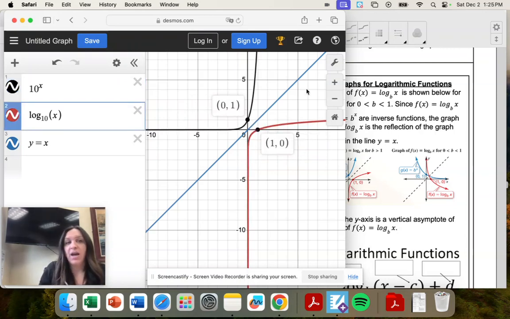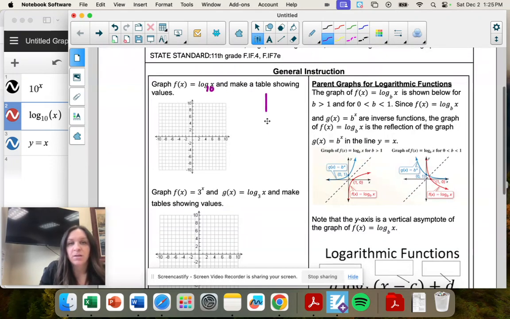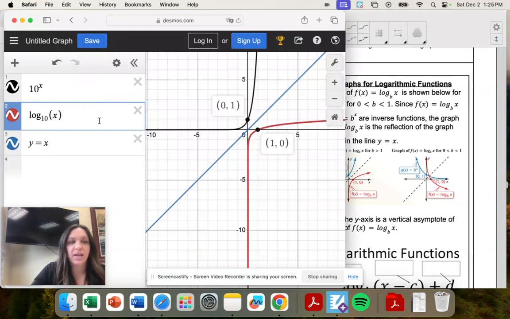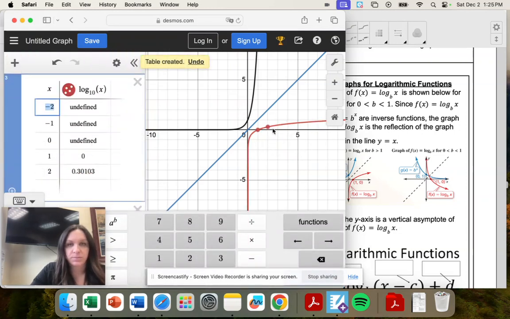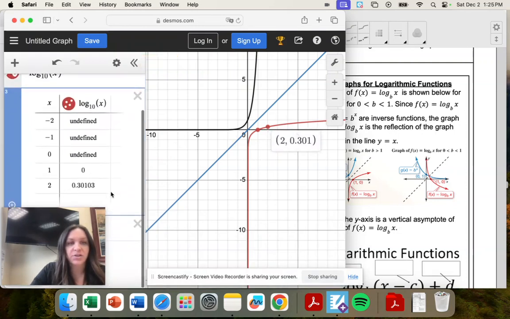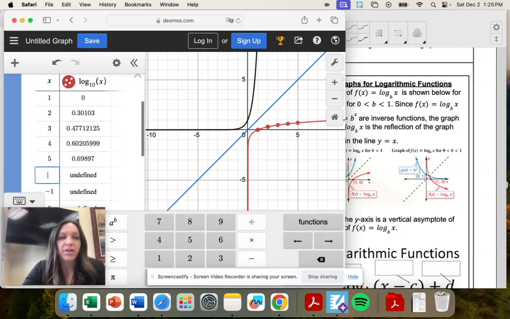Okay, so if I want to graph log base 10, that's what this is, remember. I know that my intercept is at 1. So when x is 1, y is 0. And then it says make a table. I'm going to just bring the table over here. My next value is at 2. And I'm going to just change these. I'm going to start at 1, 2, 3, 4, 5, 6, 7, 8, 9, 10.